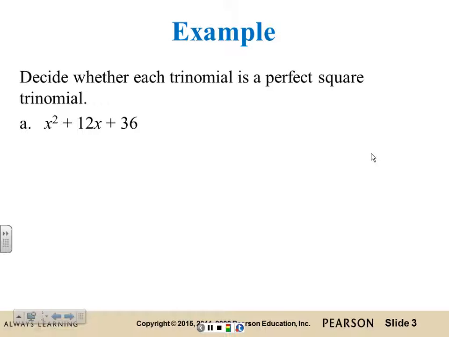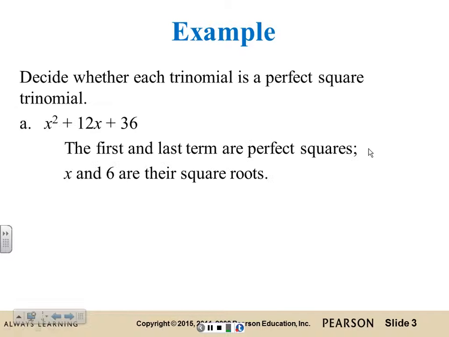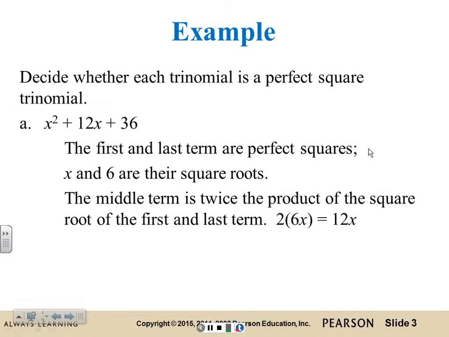So let's look. Decide whether each trinomial is a perfect square trinomial. Well, the square root of x squared is x, and the square root of 36 is 6. So the first and last terms are perfect squares. x and 6 are their square roots. So now if we multiply 6 times x, we get 6x. And then if we double it, we get 12x. So yes, this is going to be a perfect square trinomial. And this is what I'm talking about. Take the square root of the first, square root of the last. Multiply them together. 6 times x is 6x. And then double it, and you get 12x. So yes, that is a perfect square.